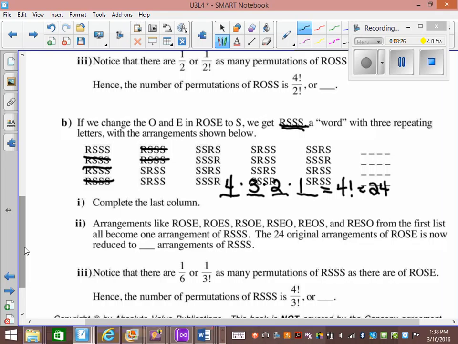But now instead of dividing by 2 factorial, I have R, S, S, S. Now I'm actually going to divide by 3 factorial. 3 factorial is 3 times 2 times 1, so it's 6. So it's 24 divided by 6. So I only have 4 different ways that I can write RSSS differently.